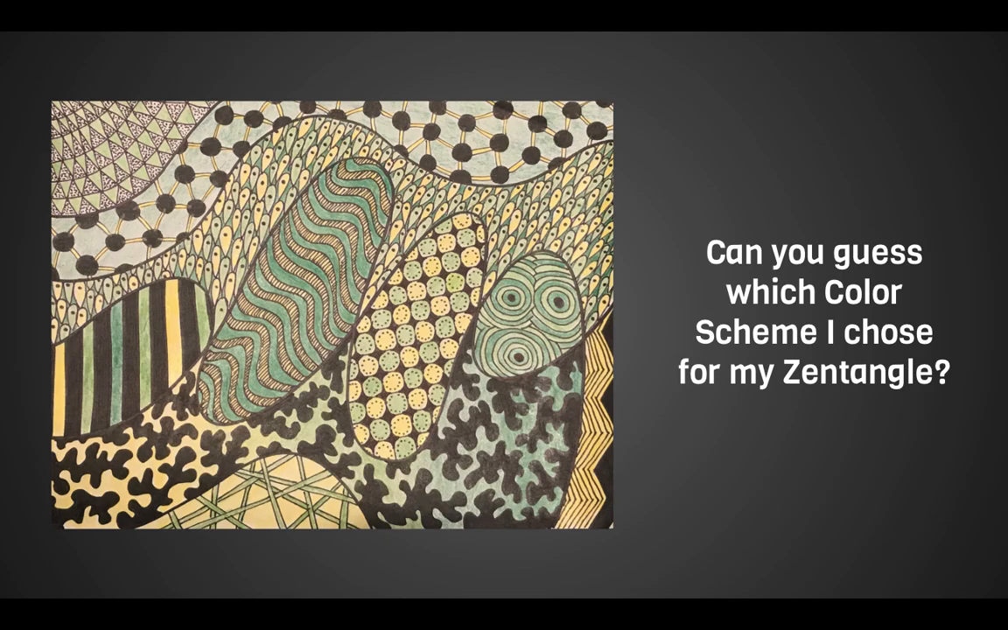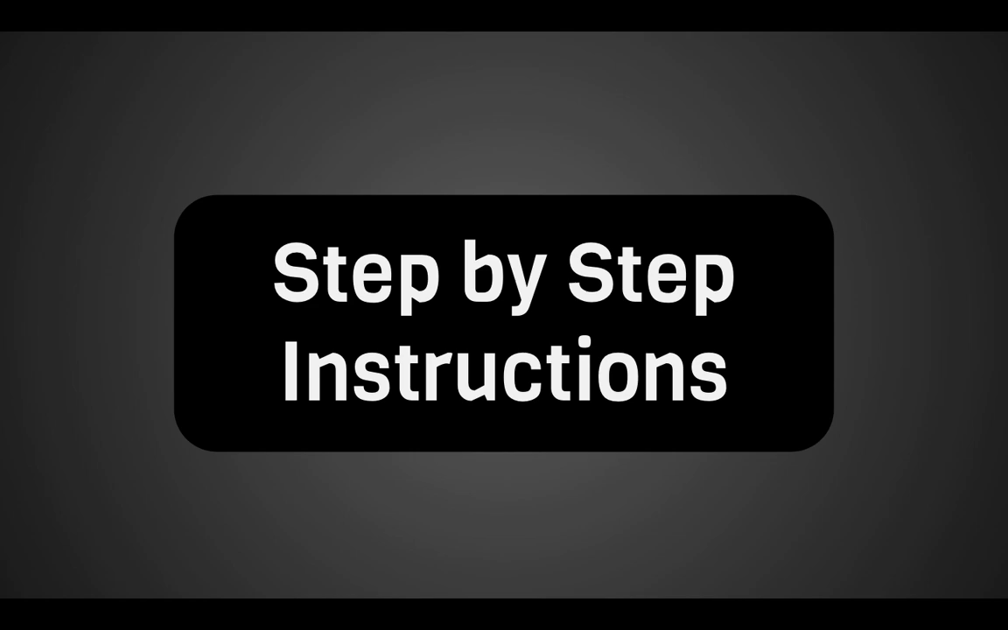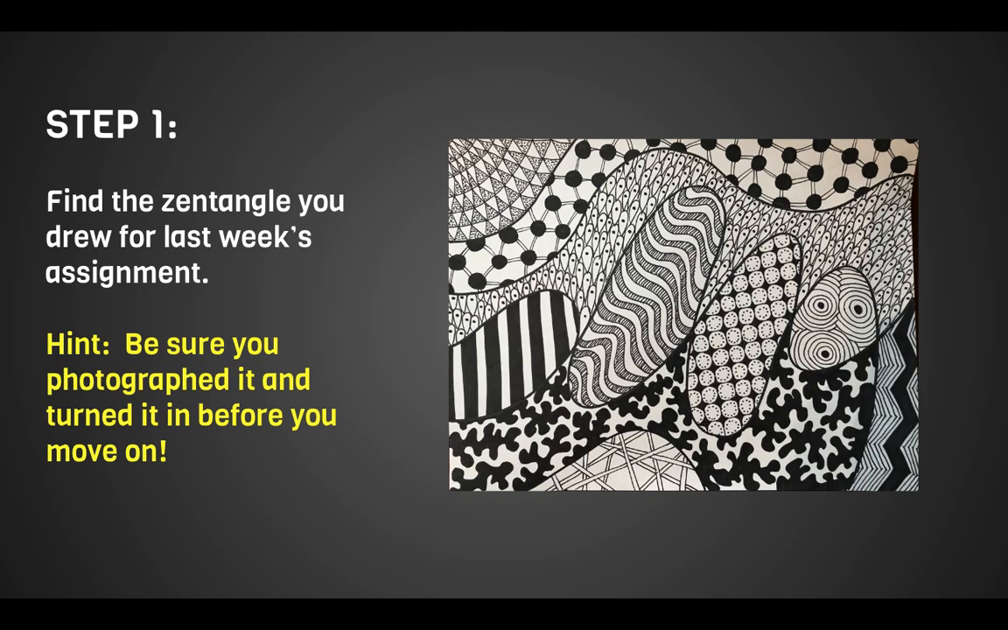Can you guess which color scheme I chose for my Zentangle? What colors do you see? I used yellow, I used a yellowish green, and I used green. So what color scheme is that? Did you say analogous? Awesome, you are correct. So here are your step-by-step instructions. Step 1, first of all, find the Zentangle you drew for last week's assignment. Here's a hint, be sure you photographed it and turned it in before you move on.